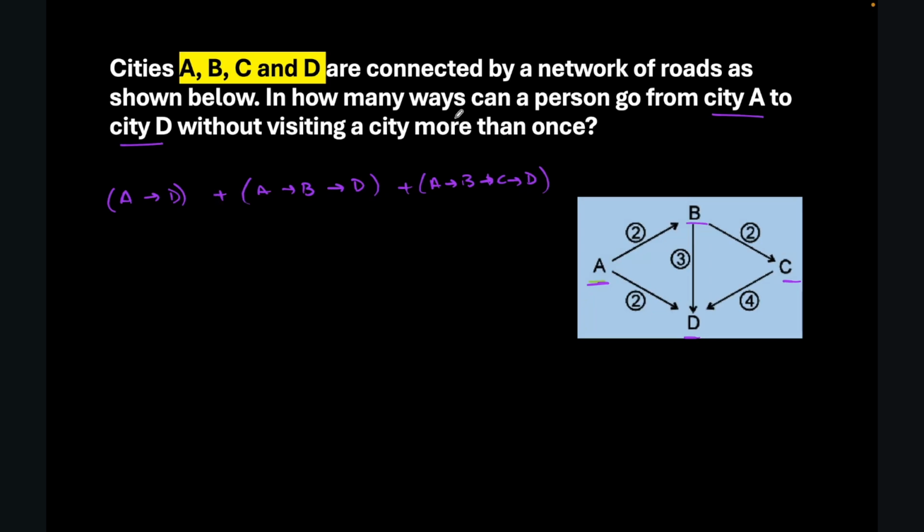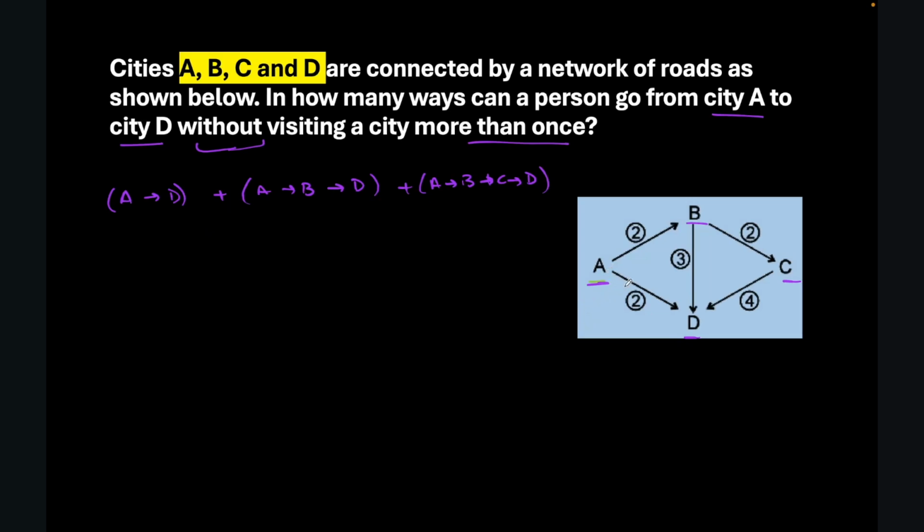How many ways can a person go from city A to city D without visiting a city more than once? We're not repeating. So if you go from A to B to C, you don't go back to B and then back to C and then go to D. No, just visiting once. The key in permutations is just comprehending what the question is asking us. You cannot visit the city more than one time. So if you go to B, you must go to D. I hope that makes sense.